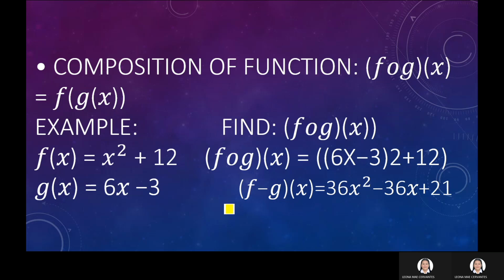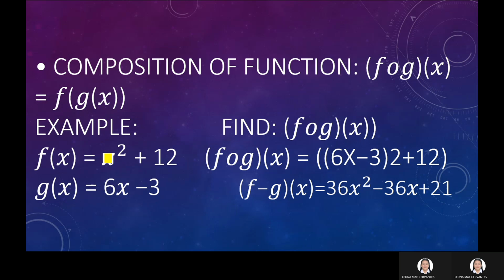Now let's proceed to composition of function. In composition of function, we will substitute the value of x. Okay? So we have f composition of g of x is equal to f with g of x. So for example, the value of f of x is x squared plus 12. And g of x, we have 6x minus 3.